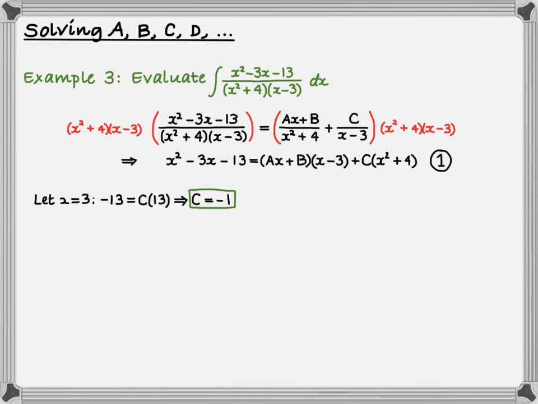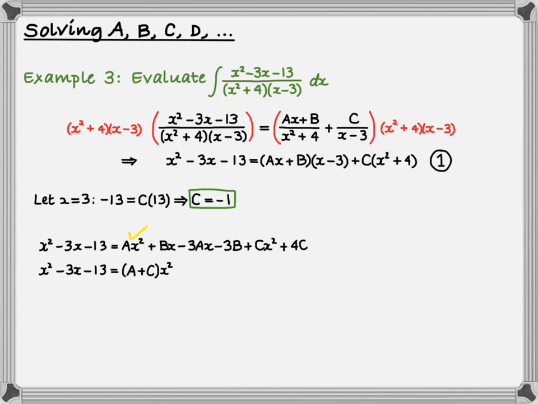Because we don't have any more linear factors, we can now go over to the method where we will compare the coefficients. To compare coefficients, we have to take equation 1 and multiply out the right-hand side. So that will give me ax squared plus bx minus 3ax minus 3b plus cx squared plus 4c. We will now regroup the terms on the right-hand side and take out common factors x squared and x.